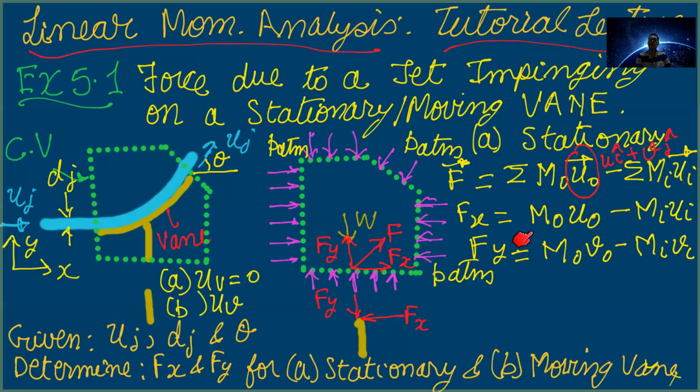Note that a product of mass and horizontal velocity is a momentum. Here, this is not a mass, this is a mass flow rate, so we have mass flow rate into the horizontal velocity, which we call the x momentum flow rate. When you have the product of mass flow rate with the vertical velocity, we call it the y momentum flow rate. So the net force acting in the x direction is equal to the x momentum flow rate leaving from the outlet minus the x momentum flow rate entering. And the net reaction force in the y direction on the control volume is equal to the y momentum flow rate leaving minus the y momentum flow rate entering.